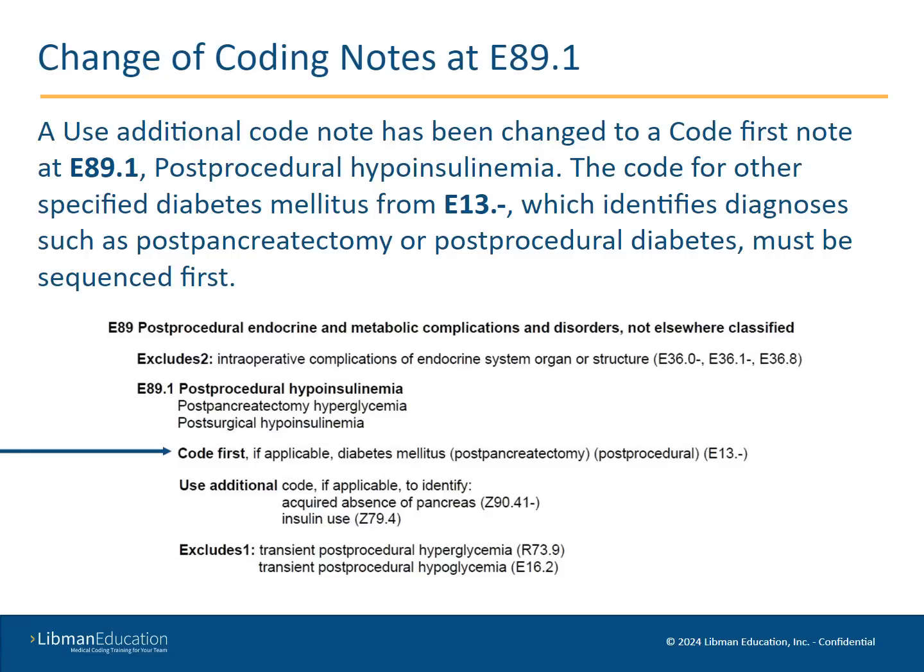If you do code the E13 code as your principal diagnosis, your DRG is going to be 639, which is diabetes without an MCC or CC. However, if we use the E89.1 as our principal diagnosis, the DRG is going to be 641, which is miscellaneous disorder of nutrition, metabolism, fluids, and electrolytes without MCC.